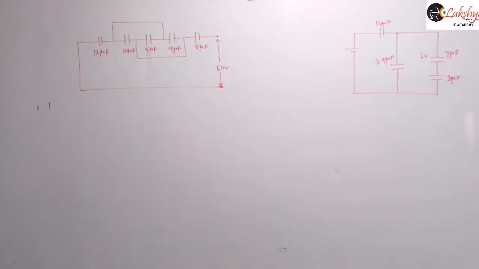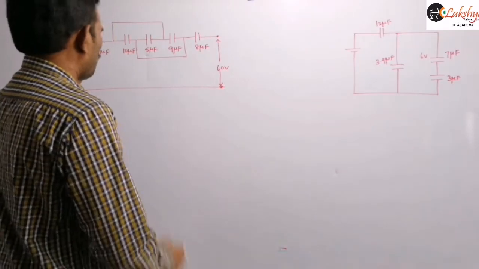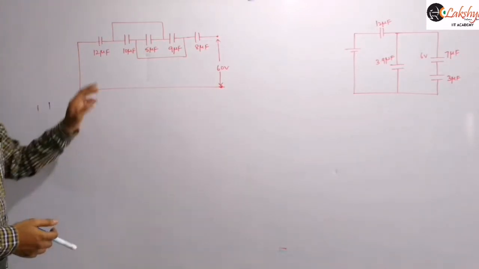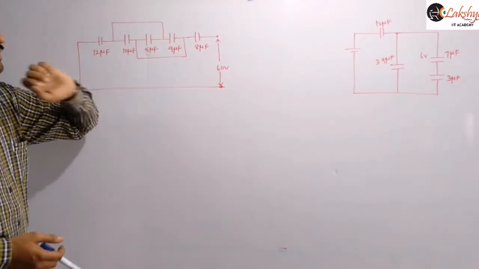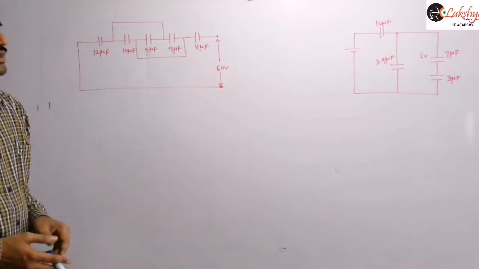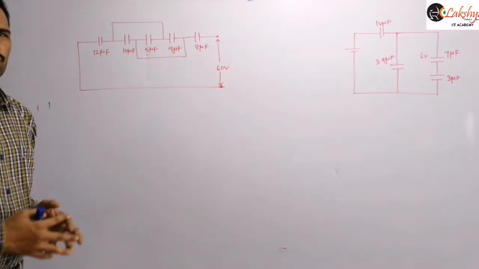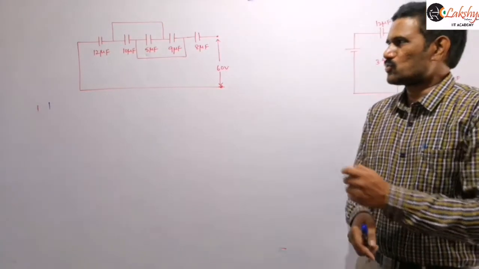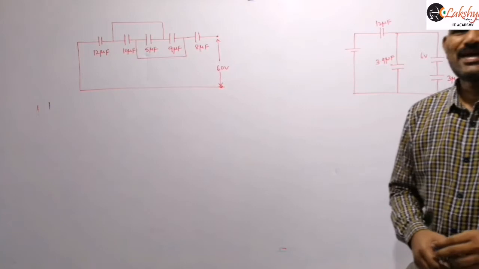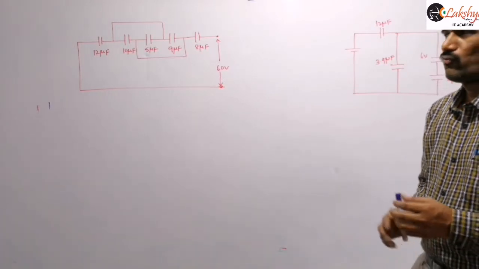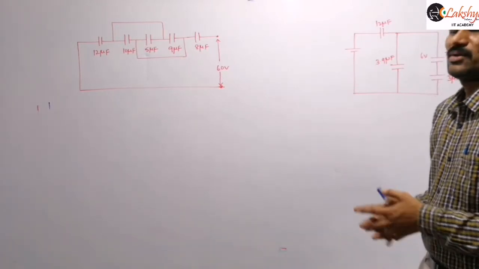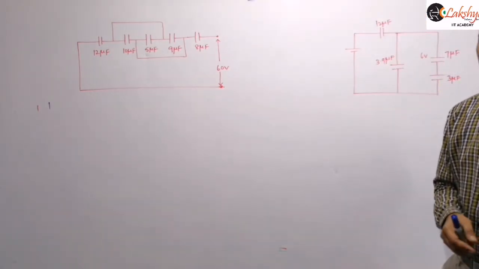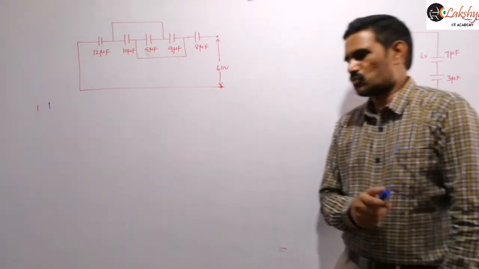So next let us see these two problems here. First let us discuss this one, and after that I will explain the other problem. Here 5 capacitors are connected like this, and we are applying a total potential difference of 60 volts. We need to find, write down the question: in the circuit shown in figure, find the energy stored in the 5 microfarad and 8 microfarad capacitors.